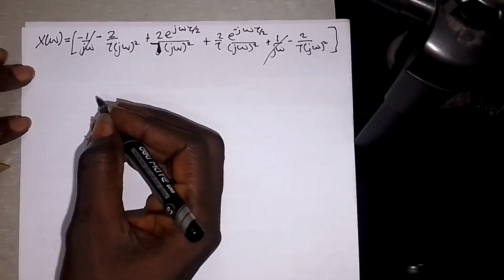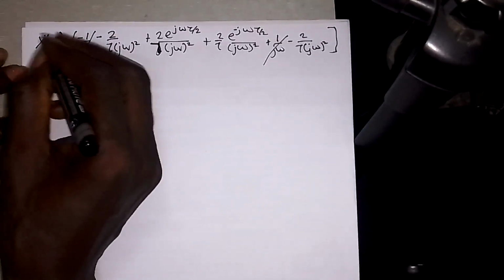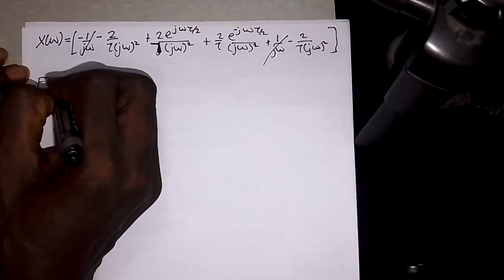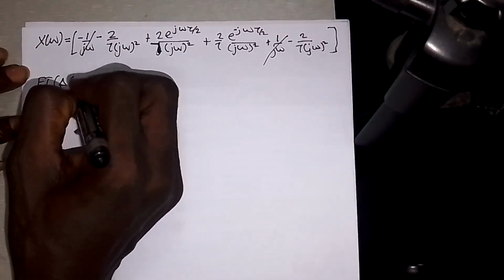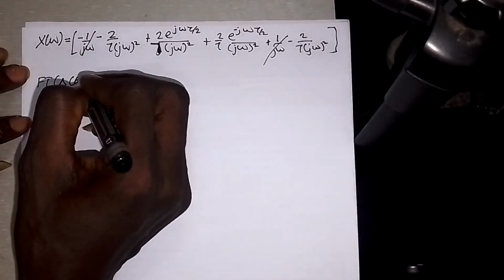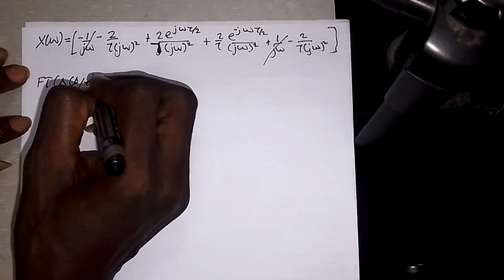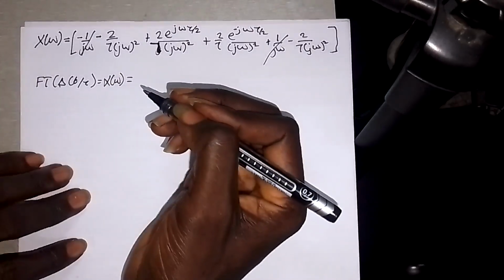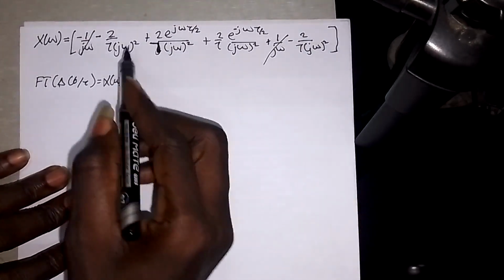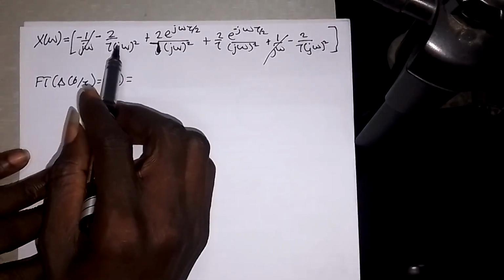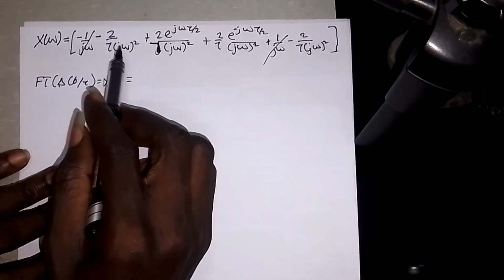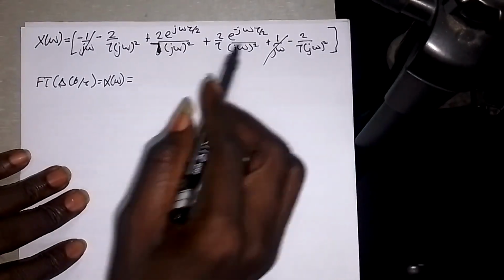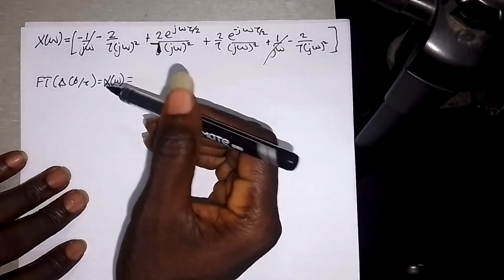Okay, so now the Fourier transform. Instead of writing X of omega, I can also write the Fourier transform of the triangular pulse, t on tau, and it's the same thing as X of omega. So the Fourier transform now is going to have this one, this one, and this one. Those are the ones I'm going to deal with.